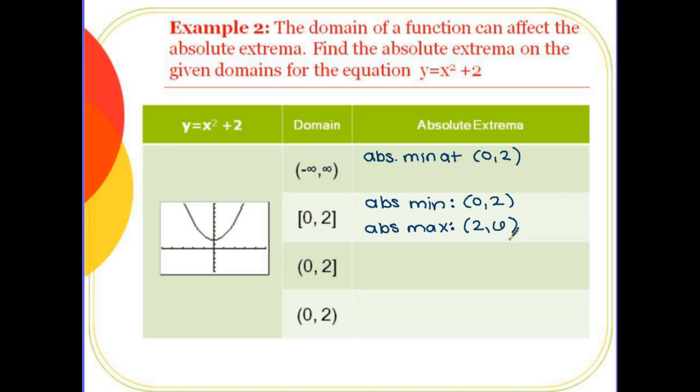What happens if I open the graph at 0, but keep it closed at 2? It doesn't include it, which means there would be no absolute min, just because it could go in and get close to 0. So no longer an absolute min. However, I still have an absolute max at 2, 6.